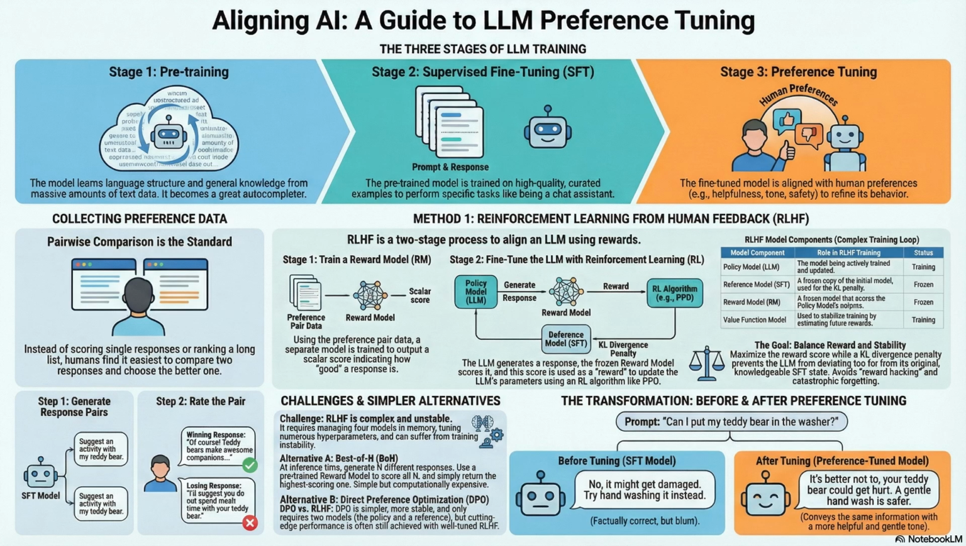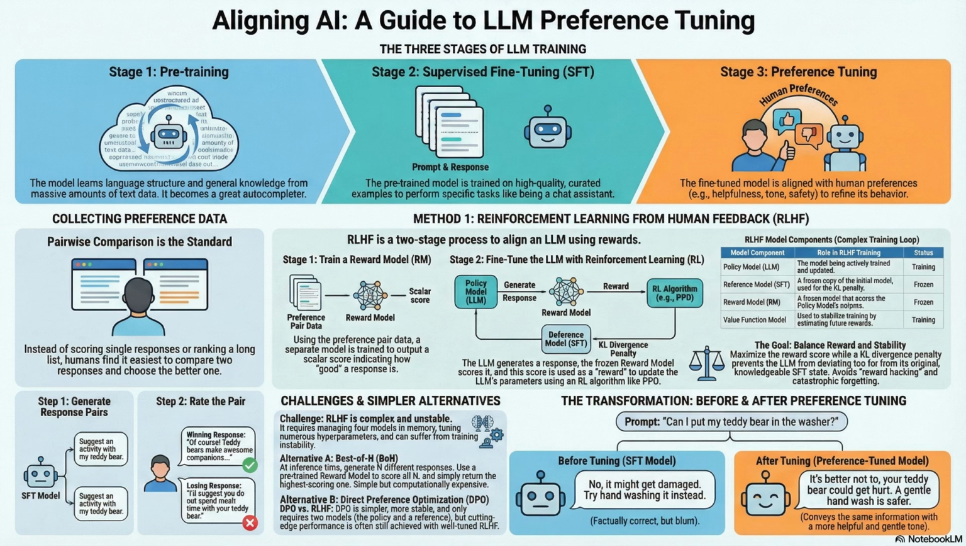Exactly. Then comes the first major step toward being useful, which is supervised fine-tuning, or SFT. With SFT, you tune the model for specific tasks. You feed it curated examples like question-answer pairs or instruction-response pairs, and you're training it to follow instructions and act like a functional chat assistant.